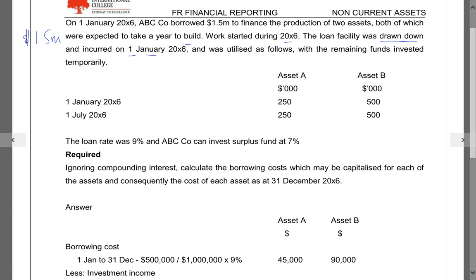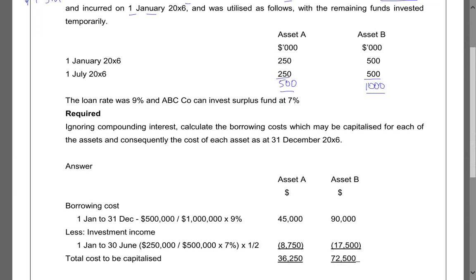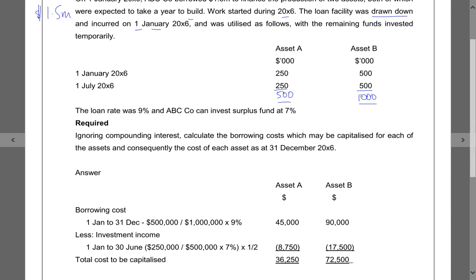Withdraw, yes, correct. So we withdraw 500,000 for asset A, 1 million for asset B. So that's why we have a loan of 1.5 million. We focus on asset A because asset B will be the same. The loan interest is 9% and ABC can invest to earn 7%. This is a loan specifically taken to finance the asset. 2 assets, 500 and 1 million. However, the loan taken is 250.